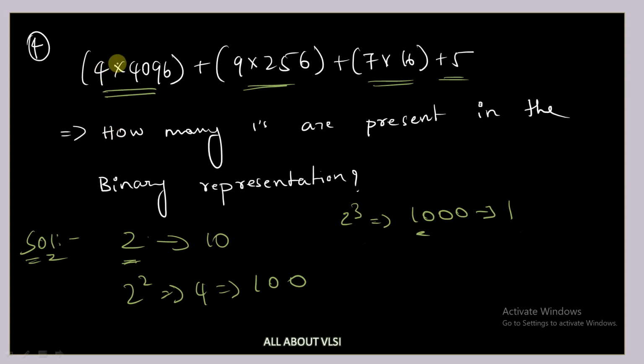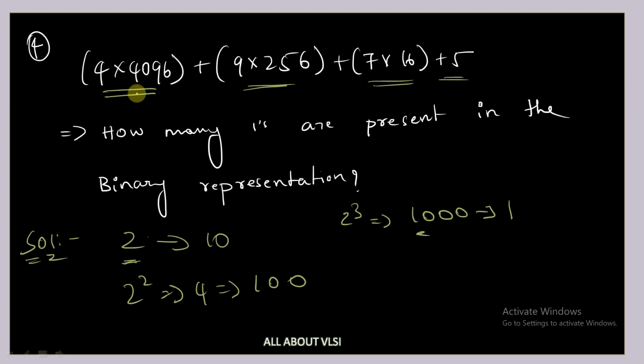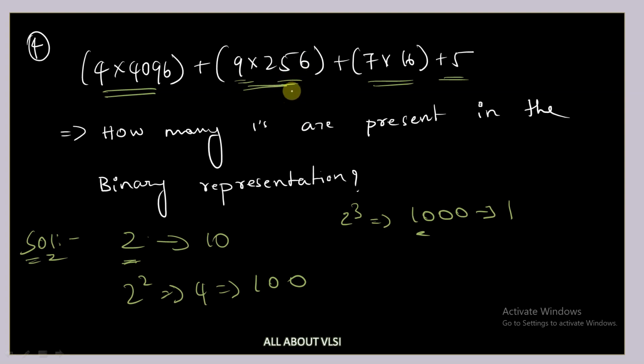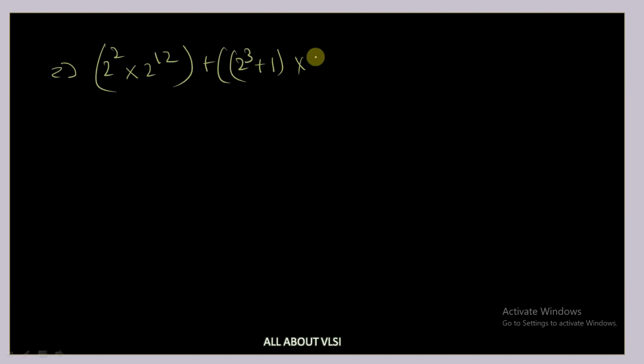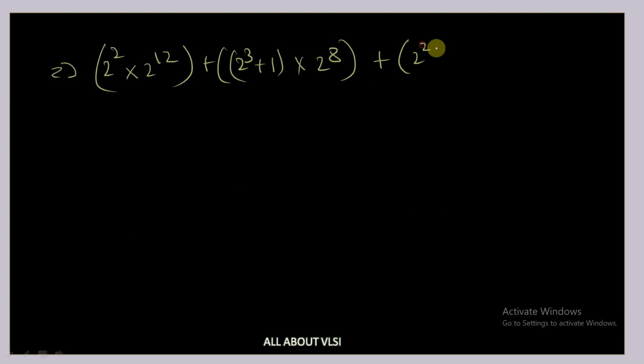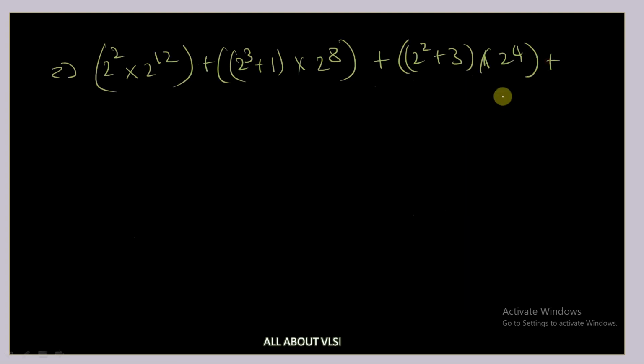So 4 into 4096, I can replace by 2 square into 4096, which means 2 power 12. Plus, 9 can be written as 2 power 3 plus 1, and into 256, which is 2 power 8. Plus, 7 can be represented as 2 square plus 3, into 2 power 4, that is 16. And finally 5 is nothing but 2 square plus 1.